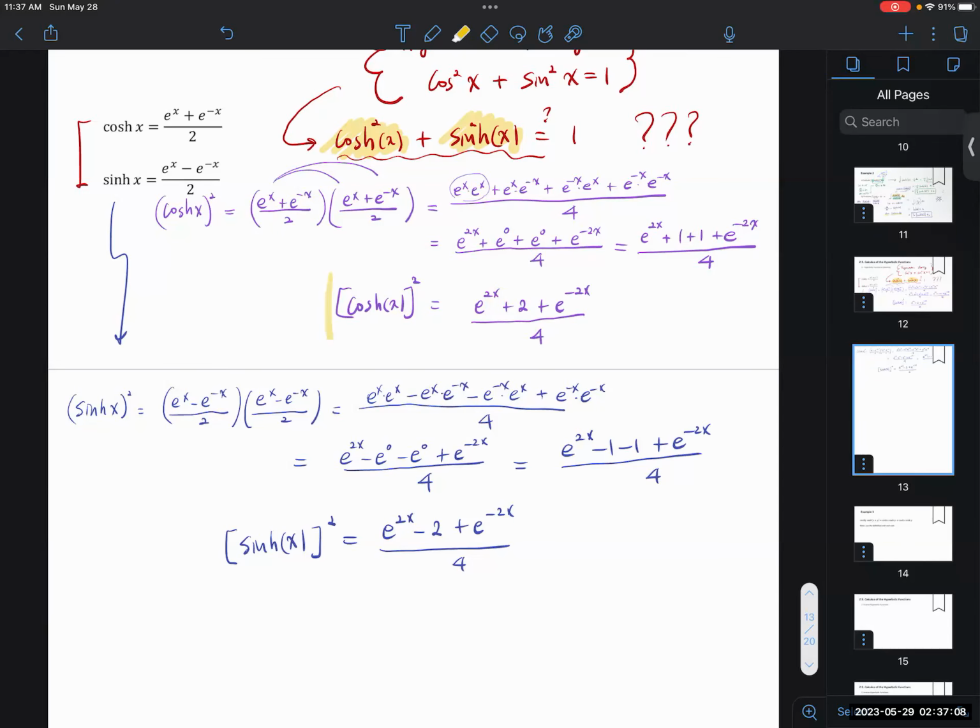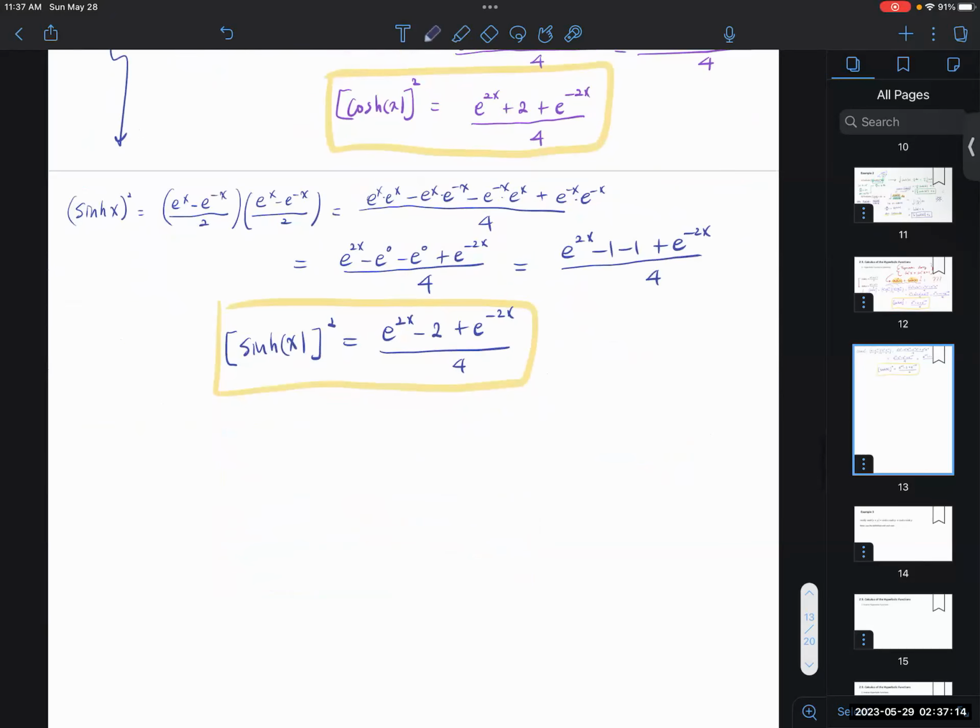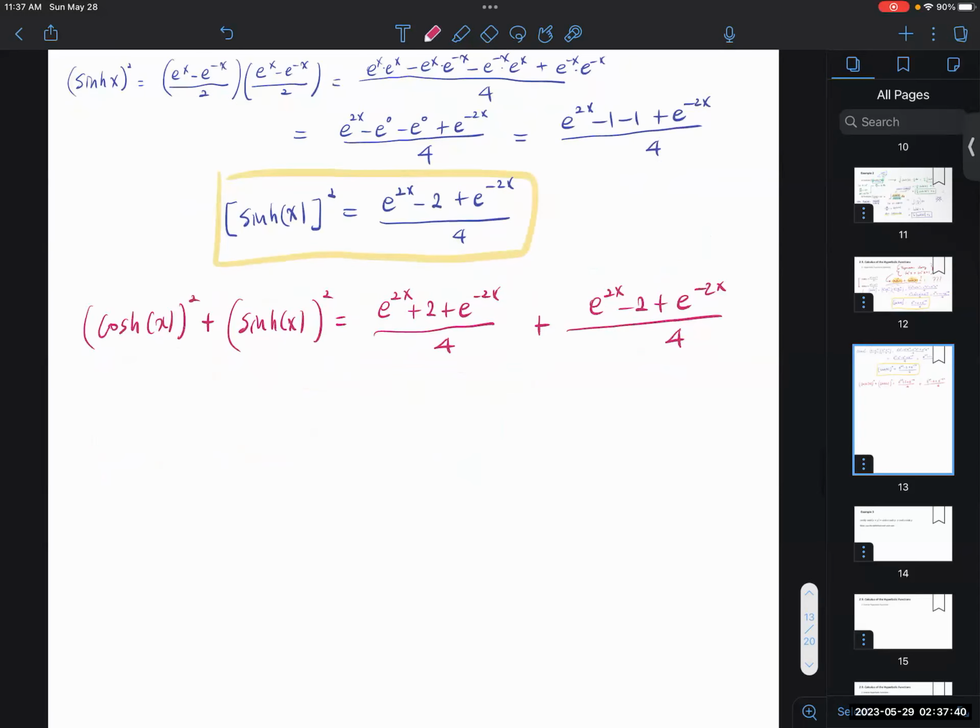So we have cosh squared and sinh squared x. Let's add them up. So cosh x squared and then sinh x squared. We have e to the 2x plus 2 plus e to the negative 2x over 4, and I'm adding e to the 2x minus 2 plus e to the negative 2x over 4. So we add them up: e to the 2x plus 2 plus e to the negative 2x plus e to the 2x.